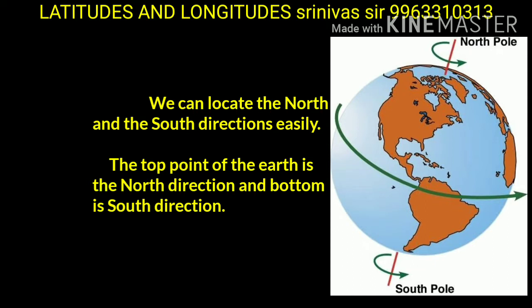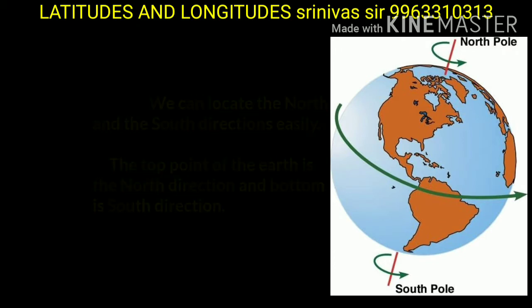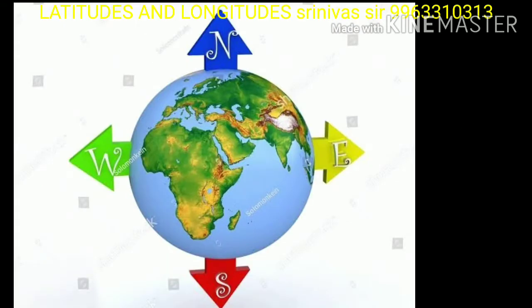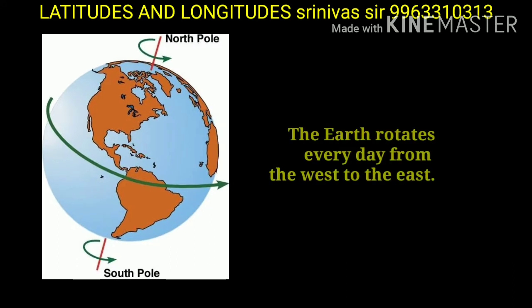We can locate the north and the south directions easily. The top point of the earth is the north direction and the bottom is south direction. If you face north, the east is on your right, the west is on your left, and the south is at your back. The earth rotates every day from the west to the east.